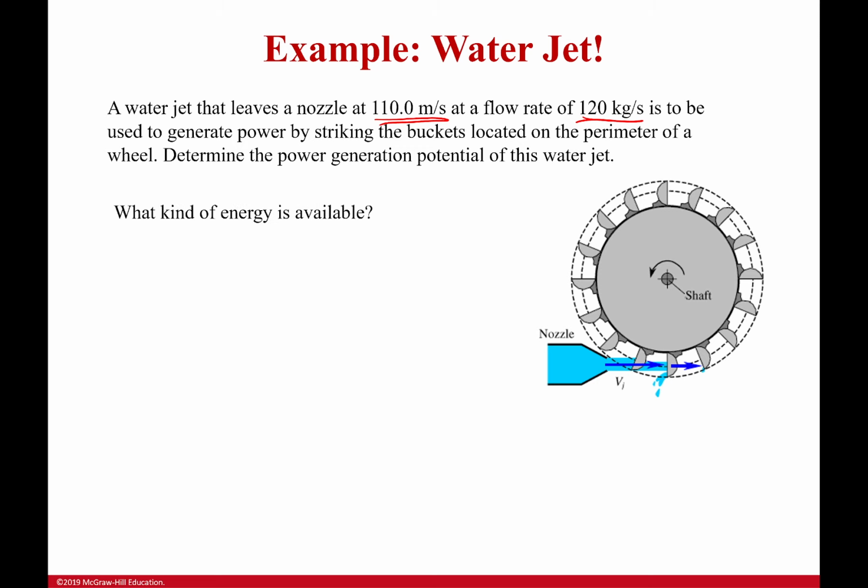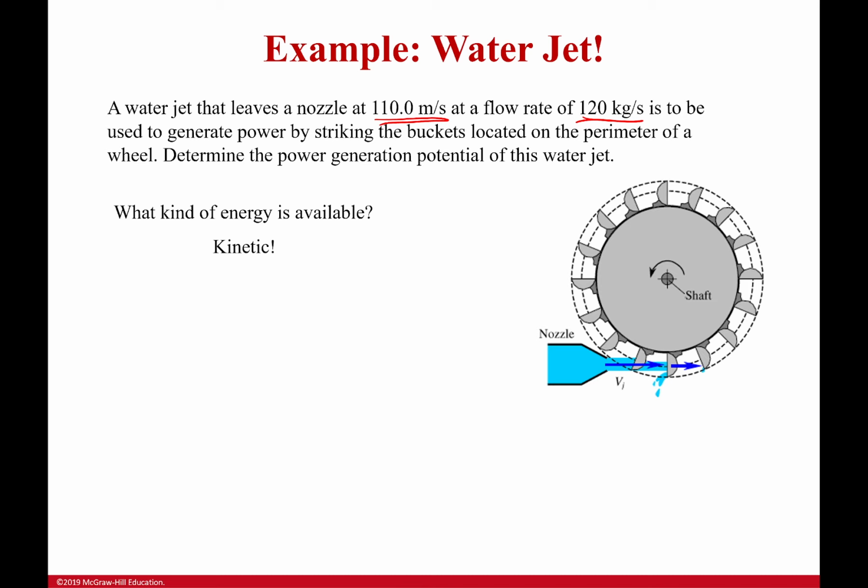Now, let's first think of what kind of energy is available. If I'm looking at this, I don't see any changes of height anywhere. It doesn't mention temperature, so temperature would be internal energy, we're not having that. Potential energy would be if there was some sort of height change. I don't have that. So all that's left here is kinetic energy. Kinetic energy is what I have available to me.